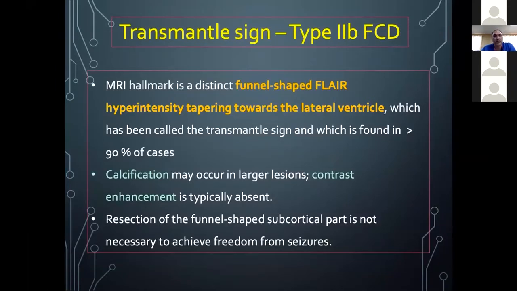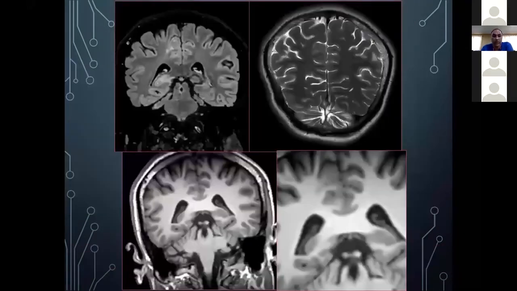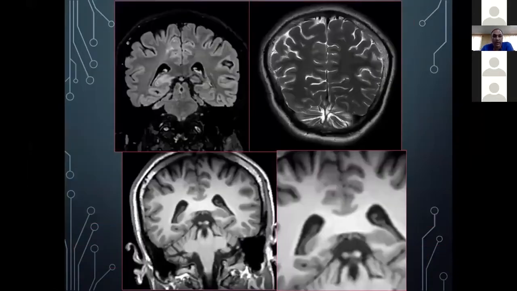So what is the transmantle sign? It's a funnel shaped FLAIR hyperintensity which tapers towards the lateral ventricle, as I showed you. And in case of FCDs, calcification and contrast enhancement are usually not seen. So if these things are seen, you have to look for an alternative. This indicates arrested neuronal migration. And this is another case where you can see findings can be very subtle.